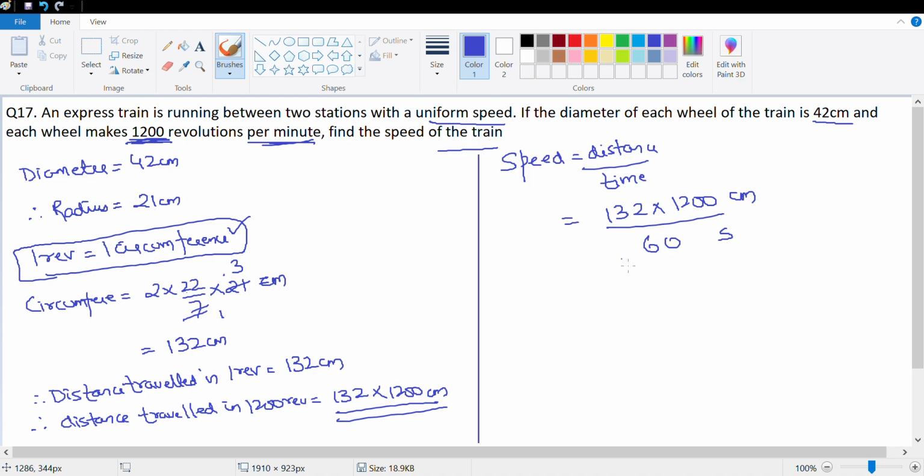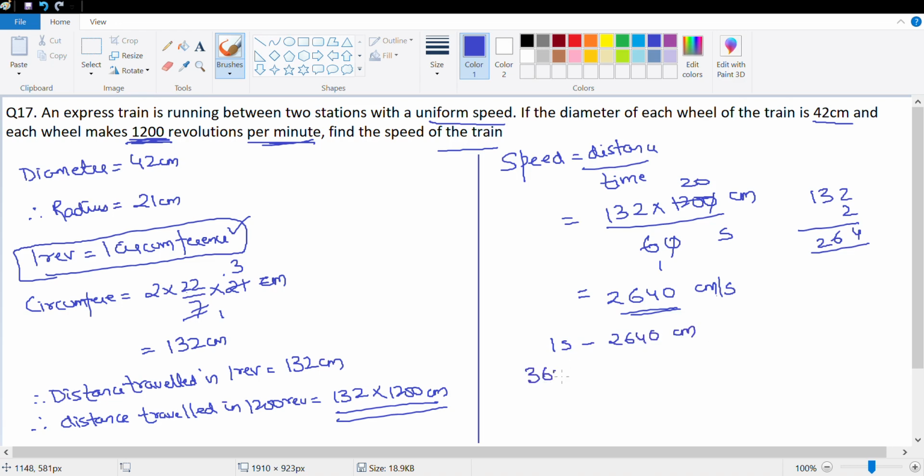Now we should convert this into meter and kilometer as well. Let's calculate centimeter per second first, and then maybe we can convert this into kilometer per hour. So 1200 by 60 is 20. So this is 132 into 20. That's 2640 centimeter per second. So in 1 second, it travels 2640 centimeter. Let's convert this into kilometer per hour. So 1 second, it is 2640 centimeter. 1 hour has 3600 seconds.